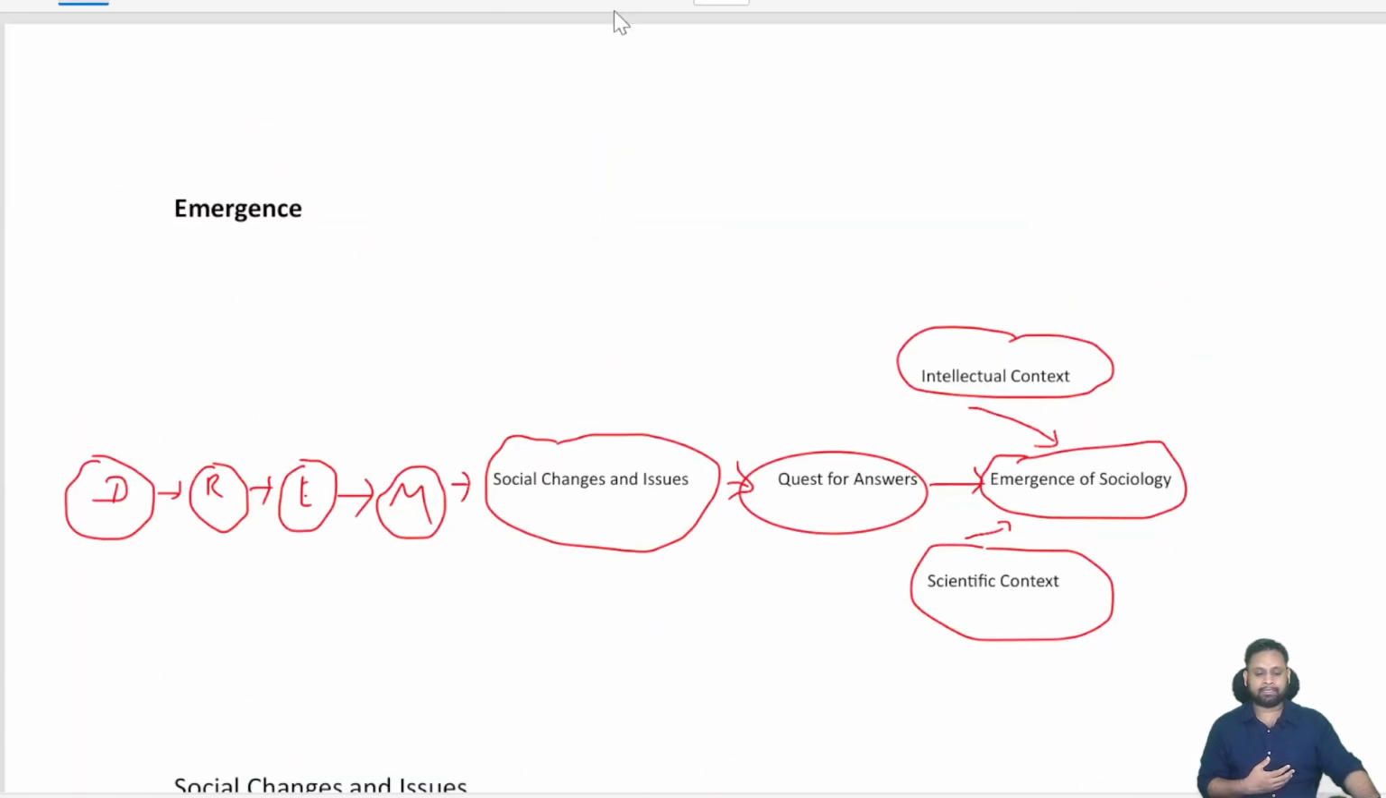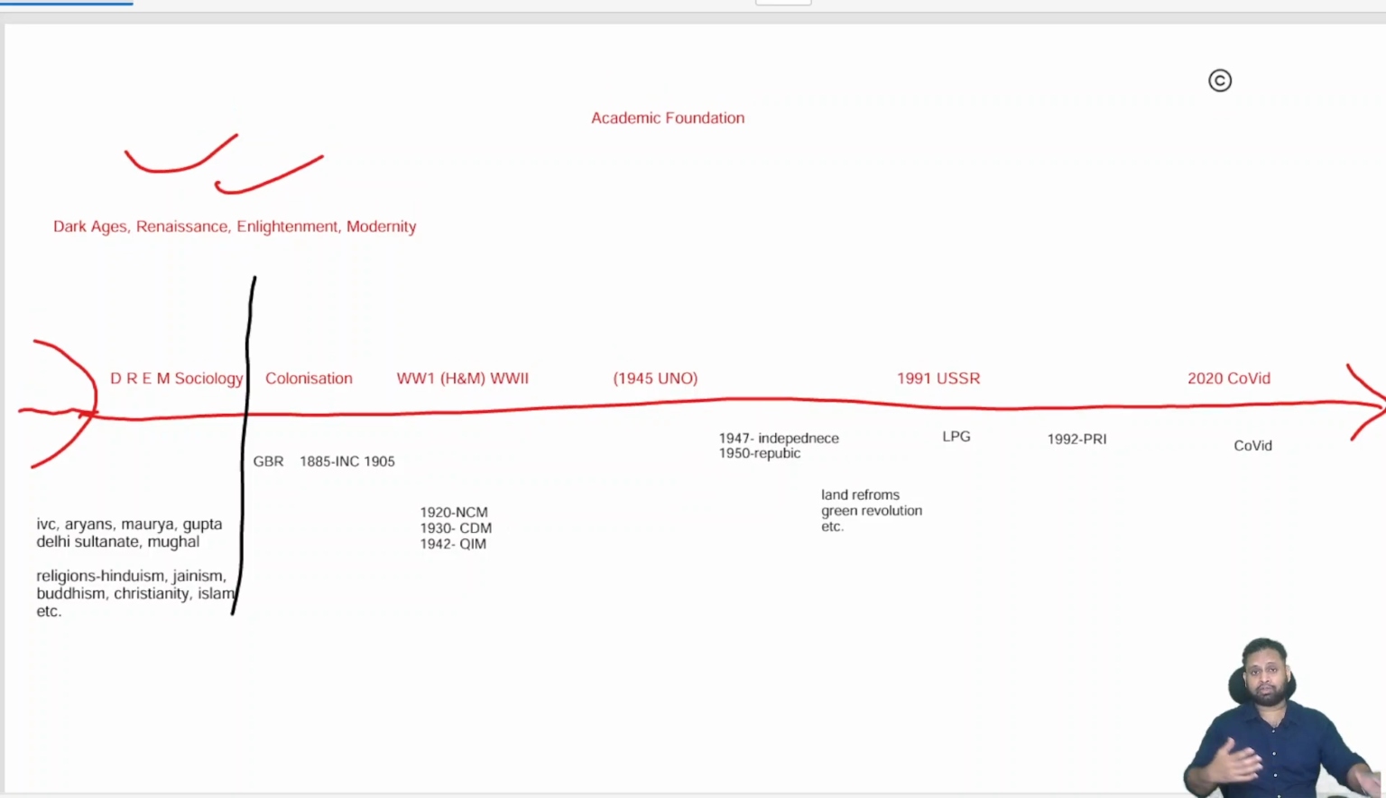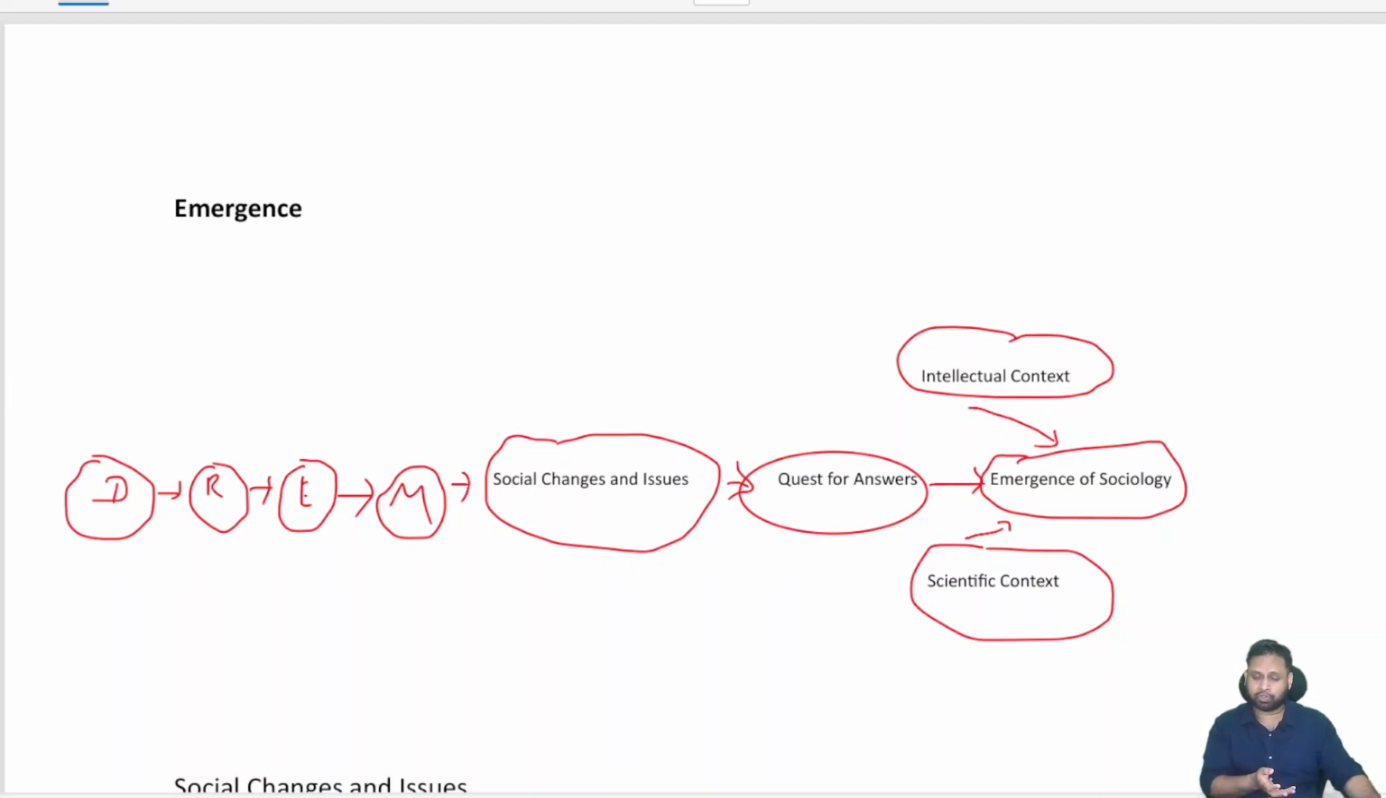Urbanization, growth in technology, women's freedom and all those things. Society becoming new, secular ideas and all those things. Then modernity, colonization, World War I, World War II, all those things. When we talk about all these things, this is also connected with the emergence of sociology.